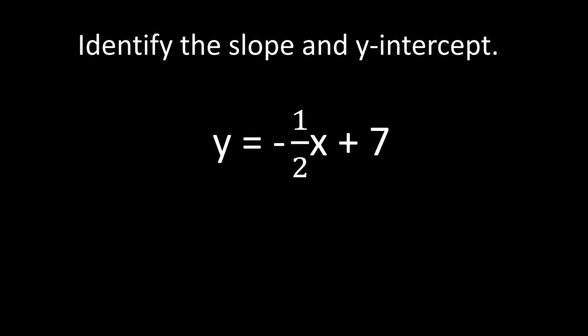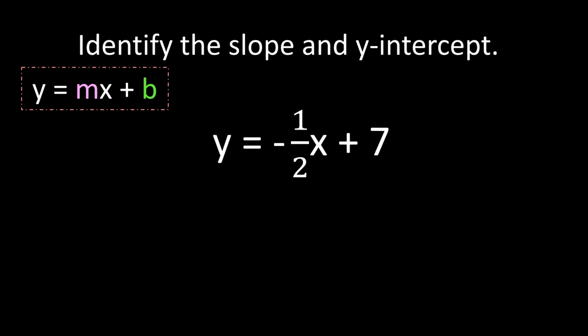I want to identify the slope and y-intercept in the equation y equals negative 1/2 x plus 7. And I'm going to check and make sure that my equation is in slope-intercept form, y equals mx plus b, and it is. And to identify the slope, I'm just going to look for the number in front of x. And this time I see that it's negative 1/2.